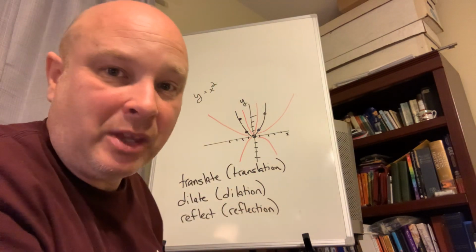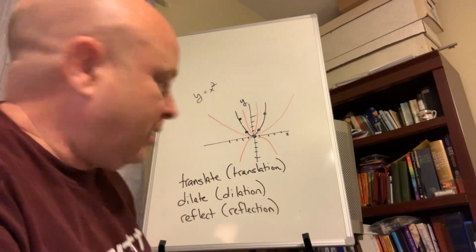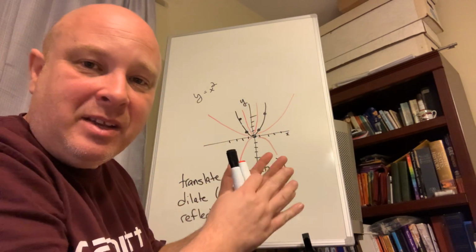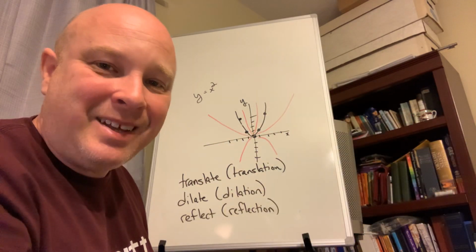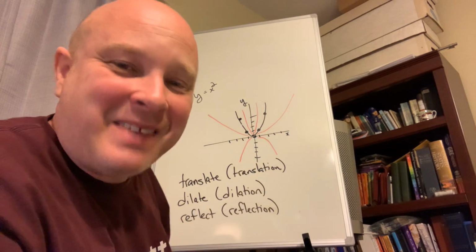But these are the three things we need. Okay, so a little review. If I move it around, that's a what? That's a translation. I translated it. If I made it narrower or wider, what's that? A dilation. And if I flipped it across the line, that's a reflection.